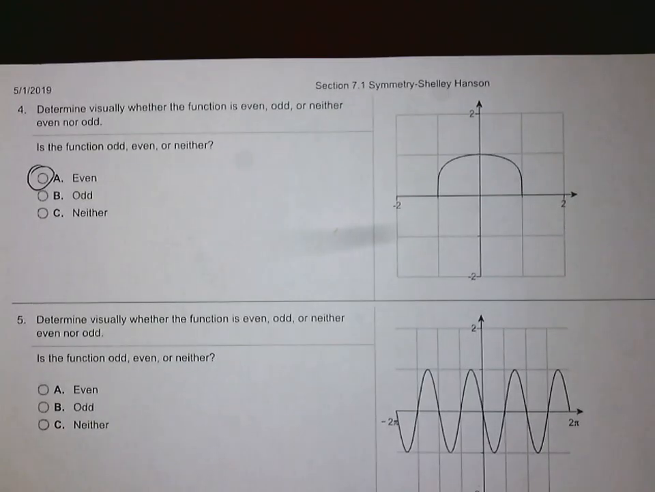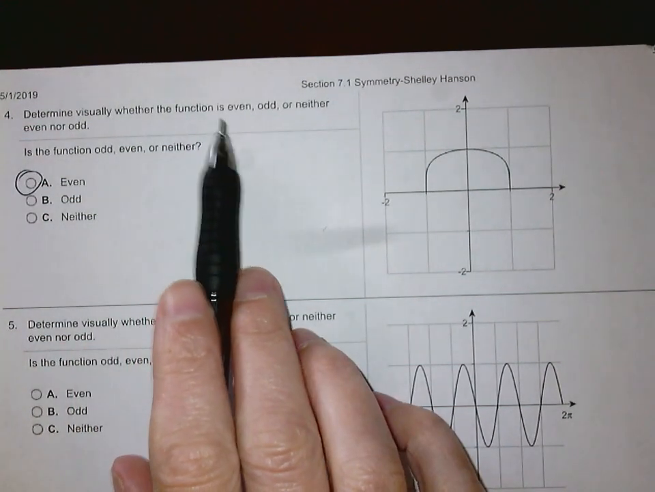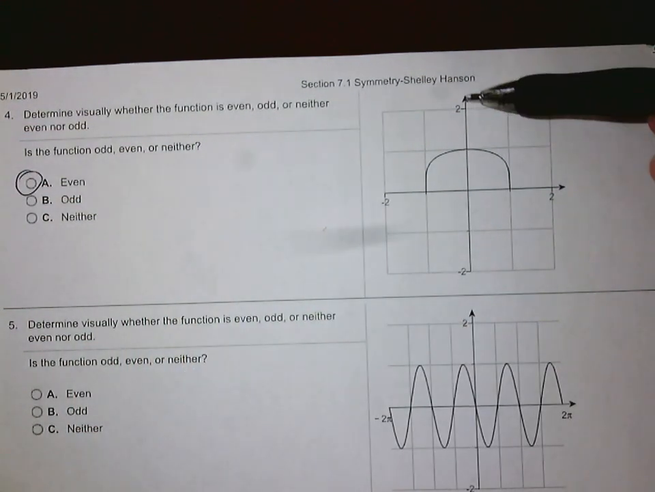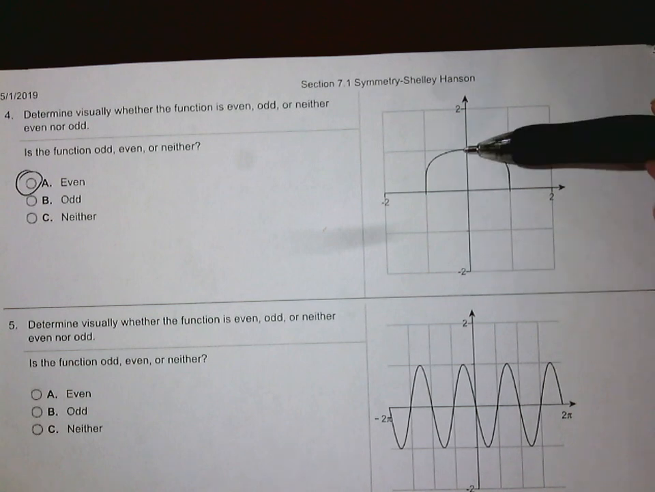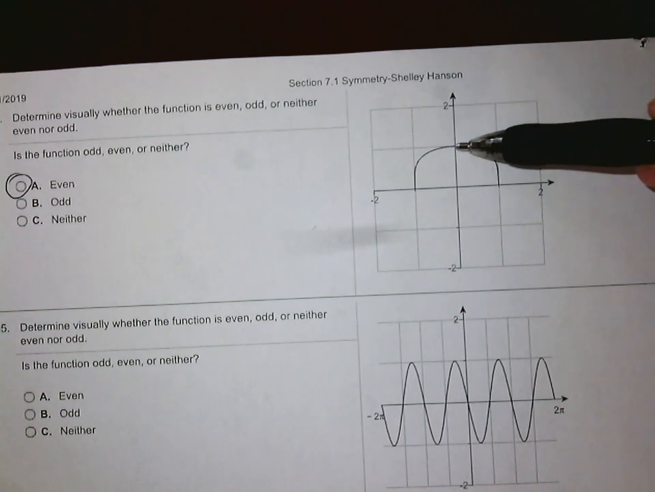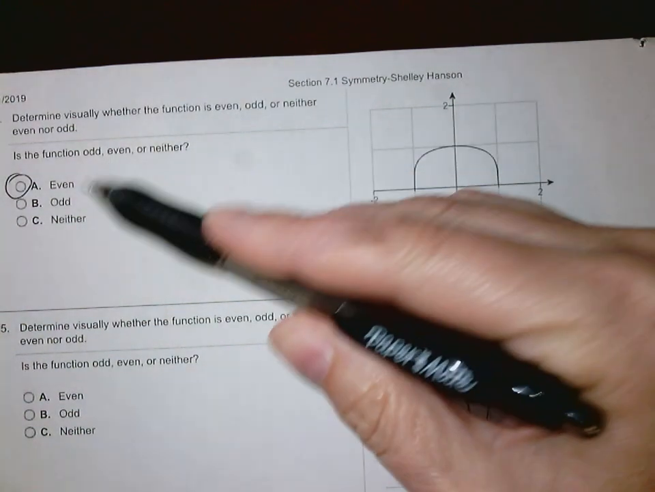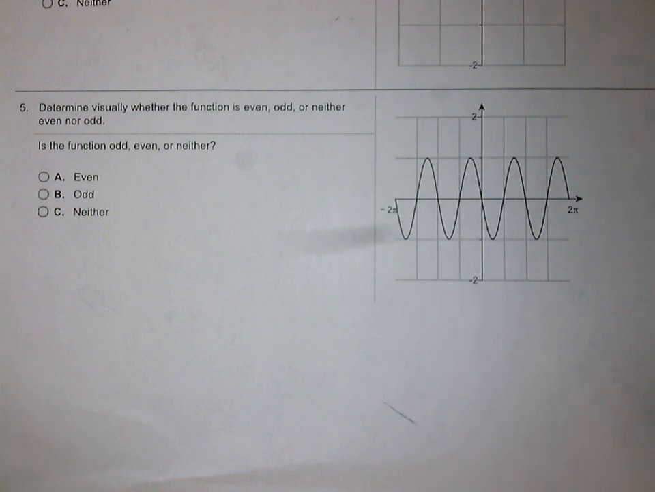If you're looking at number 4, determine if it's even, odd, or neither. Well, here's my y-axis. This side of the y is a mirror image of this side of the y, which means this is an even function. And then the last one, number 5.